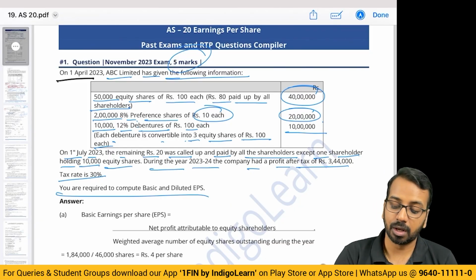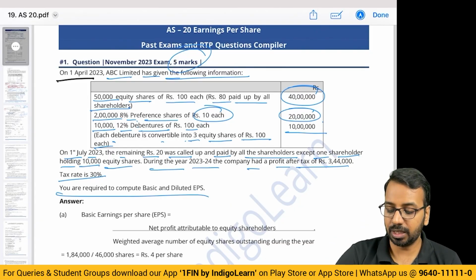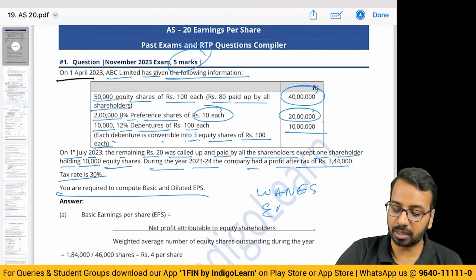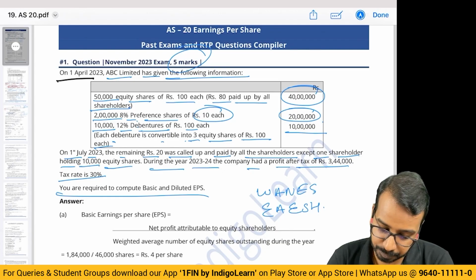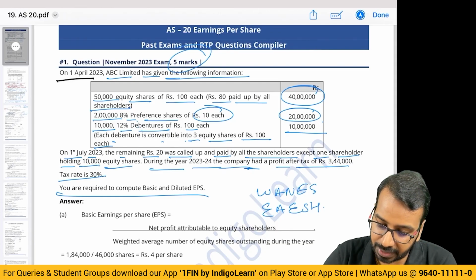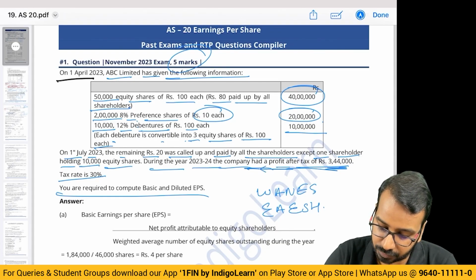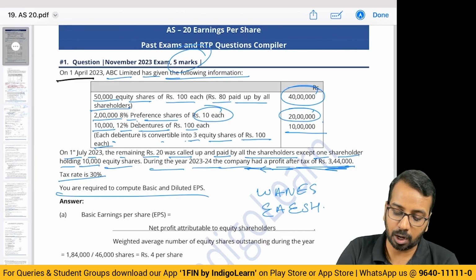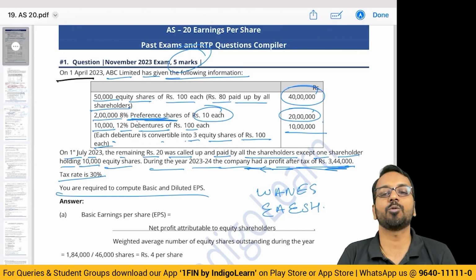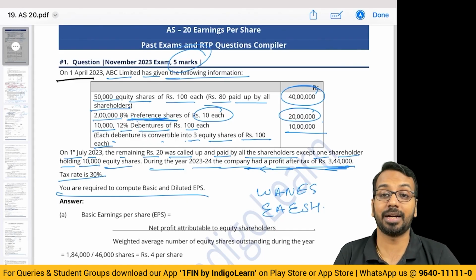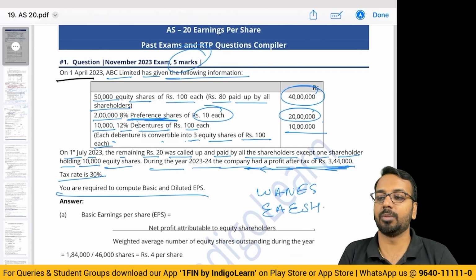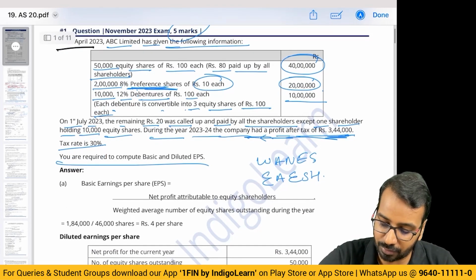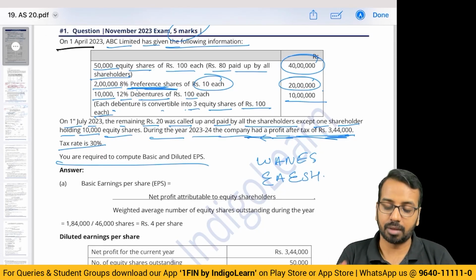First, basic. For calculation of basic, what do we need? We need weighted average number of equity shares outstanding and earnings available to equity shareholder. Now, what they have told us? The company had a profit after tax of 3,44,000. Now, for preference shares, have they told whether it is cumulative or non-cumulative? They have not told us. Had they told it is cumulative, we would have considered cumulative and done the treatment. Because they have not said whether it is cumulative or not, we will not consider.